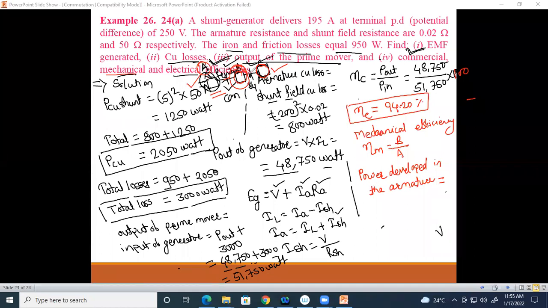Output power plus this copper loss is nothing but the power developed in the armature. That is, the power developed in the armature is equal to output power 48,750 plus copper loss. What is the copper loss? 2050. It is nothing but the power developed in the armature. What is the value? 50,800.